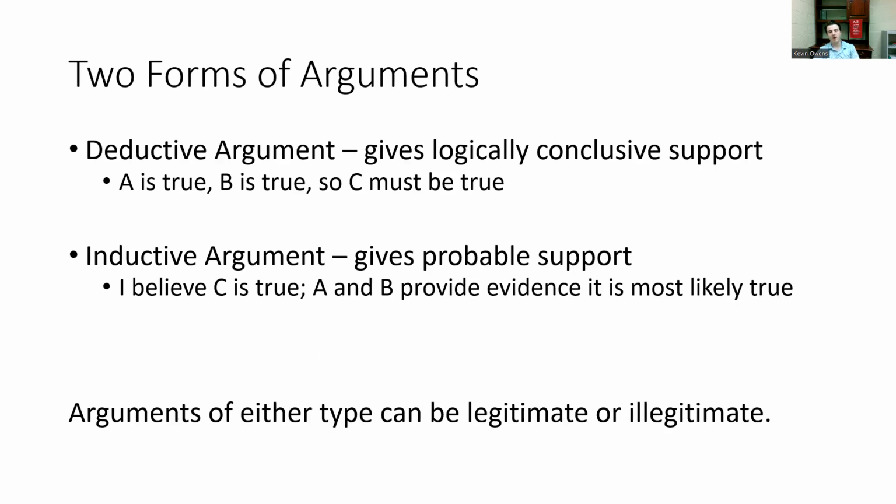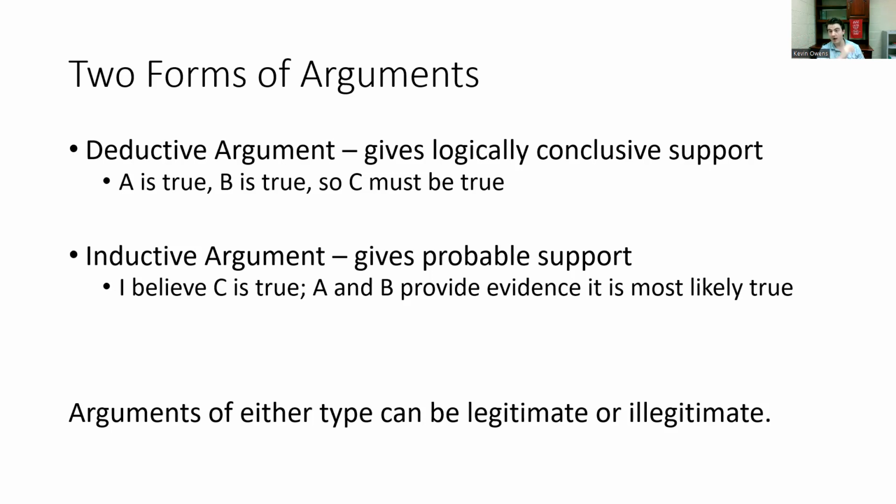Fundamentally, there are two types of arguments. There are deductive and inductive arguments. Deductive arguments, pretty rare in like an economics class. So it's logically conclusive support. So A is true, B is true, so C must be true. The very famous argument that is the kind of example of deductive argument goes like this: all men are mortal, Socrates is a man, therefore Socrates must be mortal, right? That's the famous deductive argument example. Because these two things are true, this other thing must rationally follow from those things.